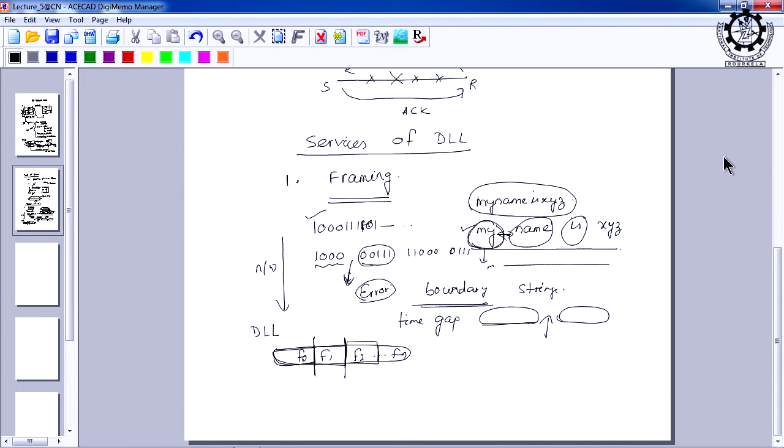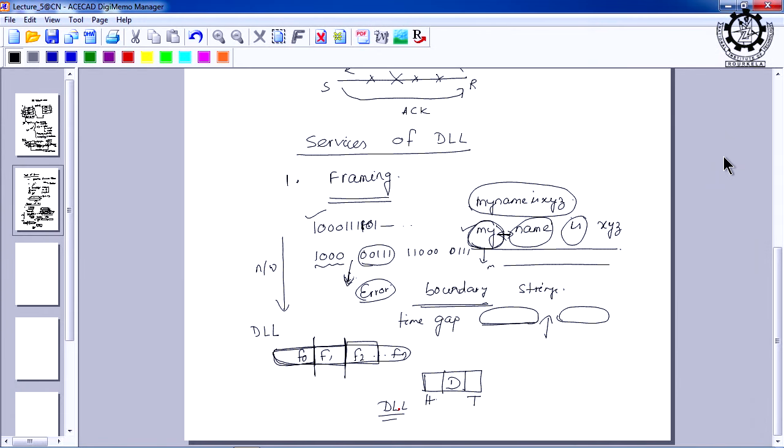So, a frame is nothing but the data from the upper layer plus the header information and the trailer information. These are two control fields, and these two control fields are added by the DLL. The DLL adds its own header to the data and its own trailer to the data, and the whole thing is called a frame.